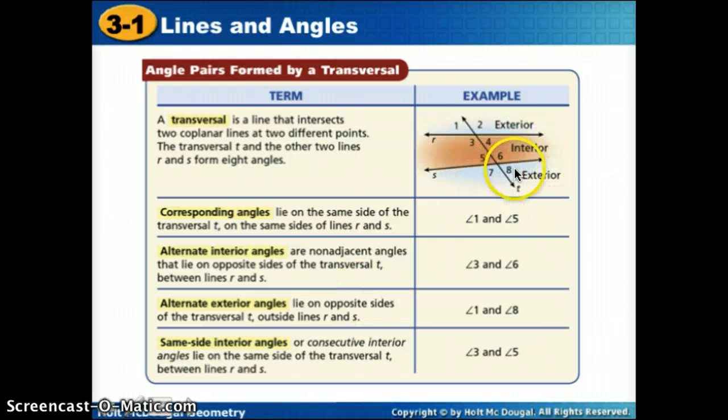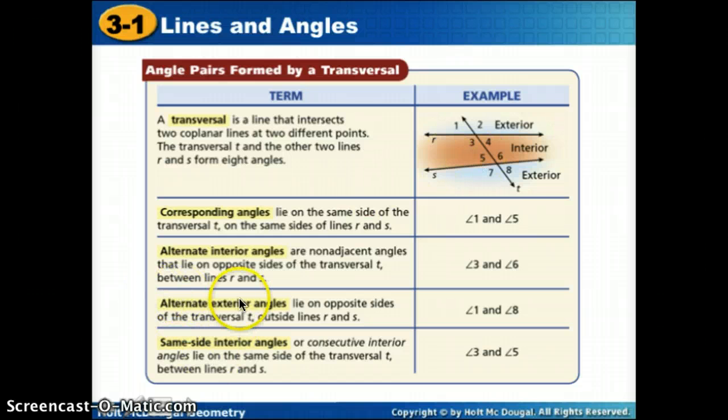So we can't use 7 and 8 or 1 and 2 because those are exterior angles. If I chose an interior angle up here, say I chose 3, on the other intersection, I want to have an interior, but I want it to be on the other side of the transversal. So 3 and 6 are alternate interiors, and 4 and 5 are also alternate interiors.